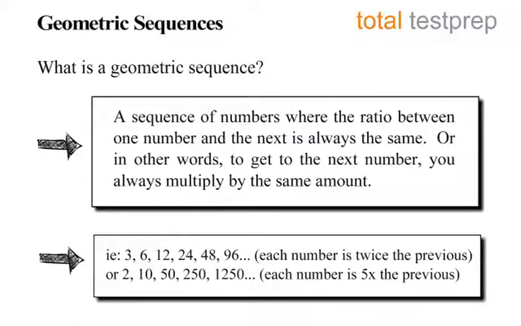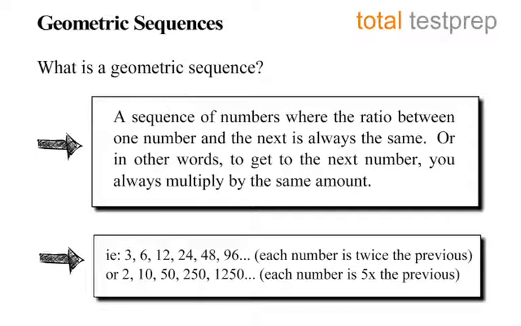For example, 3, 6, 12, 24, 48, 96. This is a geometric sequence because you are always doubling. Each number is twice the previous. To go from 3 to 6, you multiply by 2. To go from 6 to 12, you multiply by 2. From 12 to 24, you multiply by 2, and so on.